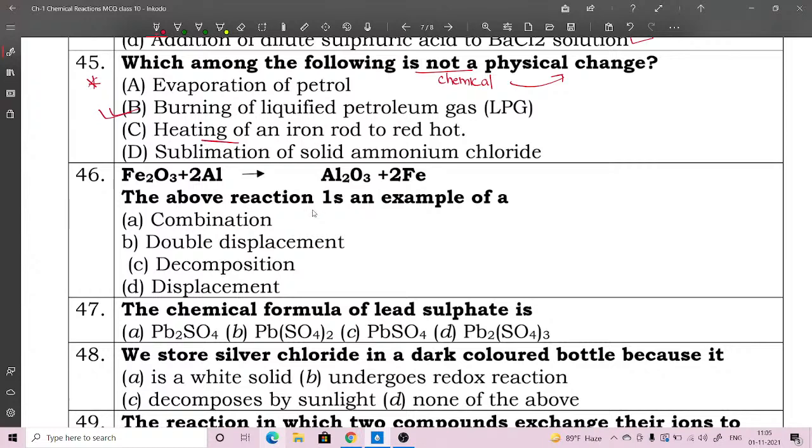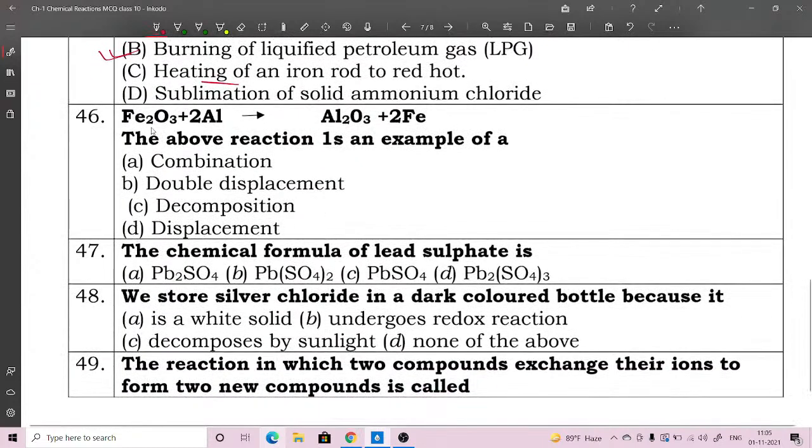We have question number 46. Fe2O3 plus Al gives you Al2O3 plus Fe. Our reaction is an example of combination, double displacement, decomposition or displacement. Aluminium is displacing iron. Okay, that means it's an example of displacement reaction.